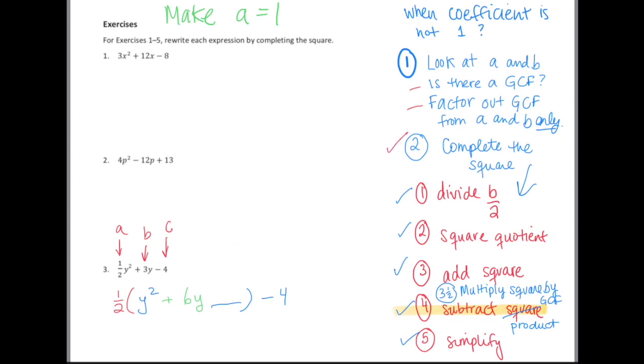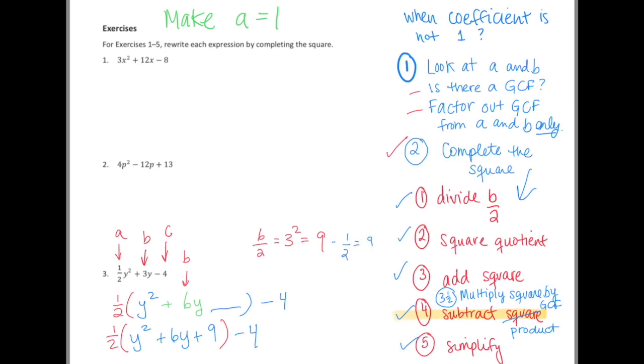I'm going to square my quotient. So I'm going to square 6 divided by 2, and that's going to be a 9. So now I'm going to rewrite it. It's 1/2 times my trinomial, y squared plus 6y plus 9, minus 4. Now I'm going to multiply that 9 times the coefficient that I factored out, which is 1/2. So that's going to give me 9/2. Please, please, please leave things as fractions. Might be harder for you, but it'll be easier in the long run.